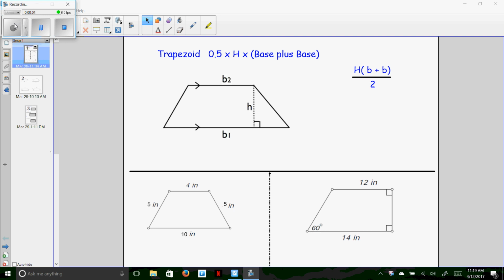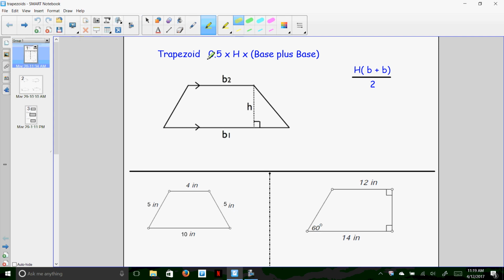Okay, the trapezoid, which I believe on the ACT, trapezoid and triangles are the most popular. All right, so here is half times height times base plus base. This is the formula I use. I just add the two bases, times it by height, and cut it all by 2. What are the bases? The bases are always the parallel lines. And the height is that line that makes perpendicular with both.